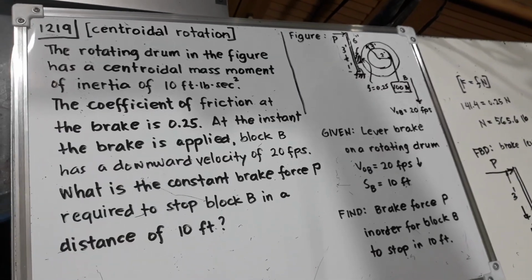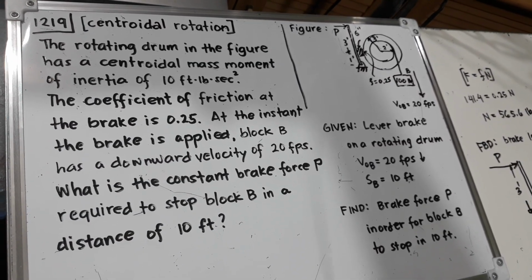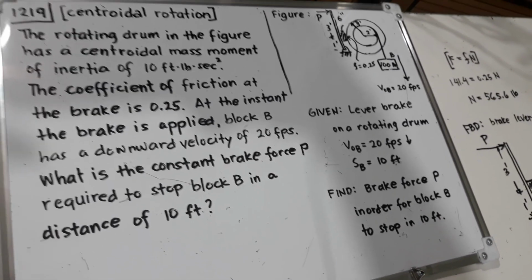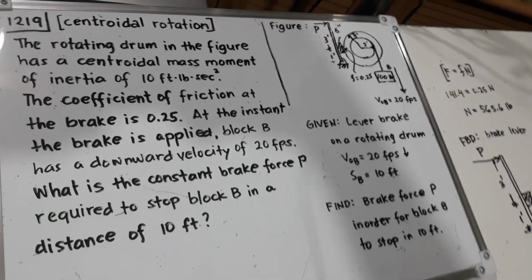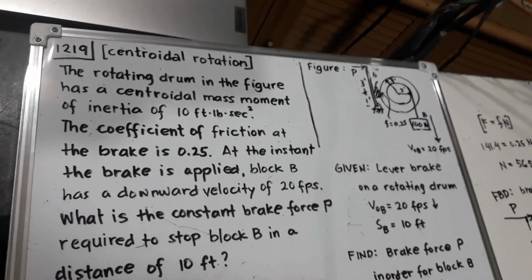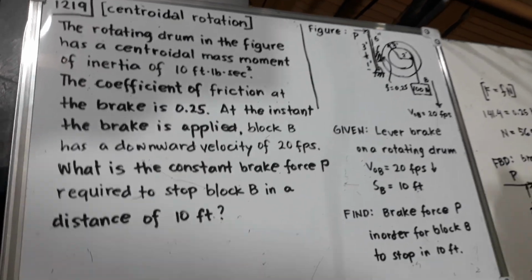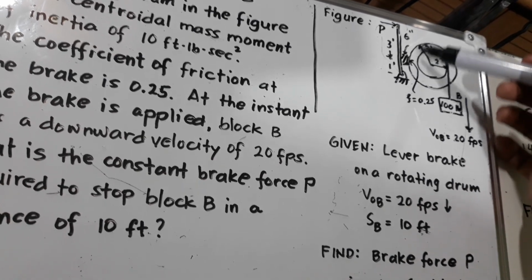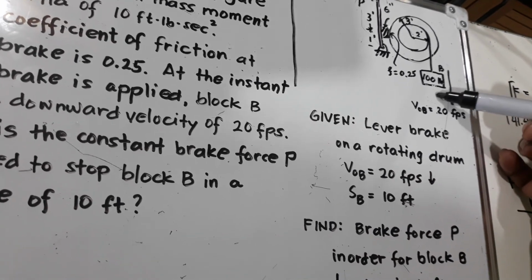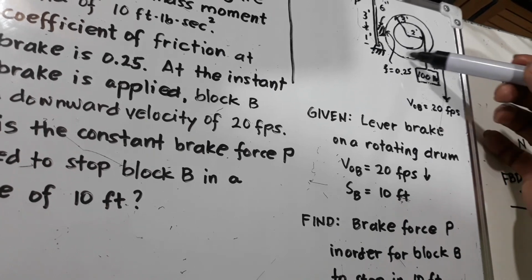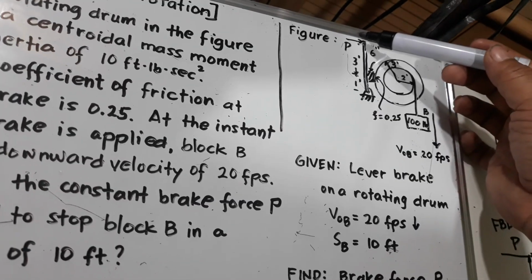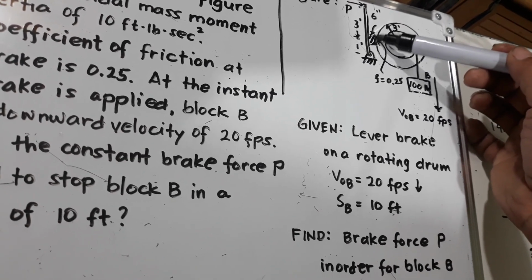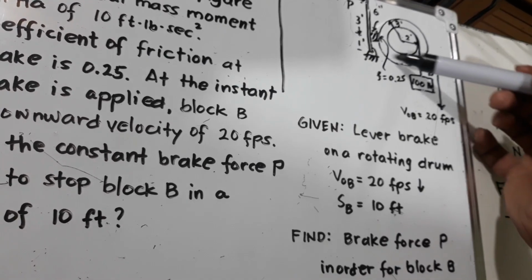Hello. In this problem, we are going to solve for the required brake force P that will stop the rotating drum from rotating and thereby stop the block in 10 feet. In this figure, we can see that there is a rotating drum pulled by this weight B, and this rotating drum is to be stopped using this brake lever.